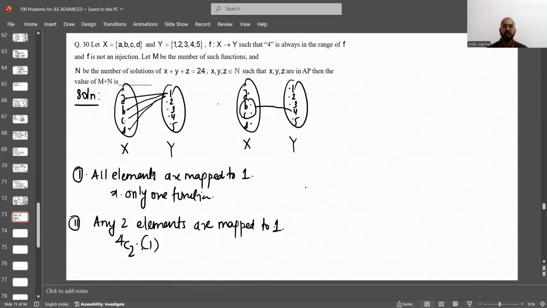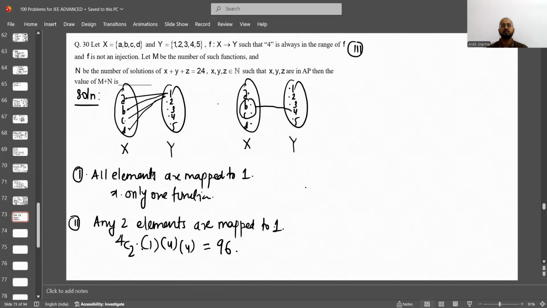So now A and D each have 4 choices, since they can be mapped to 1, 2, 3, and 5. So each of A and D has 4 choices, which gives me 6 into 4 into 4, which is 96. So here 2 elements are mapped to 4.